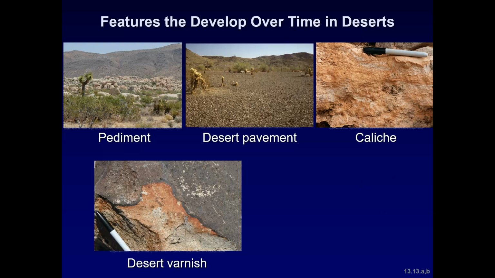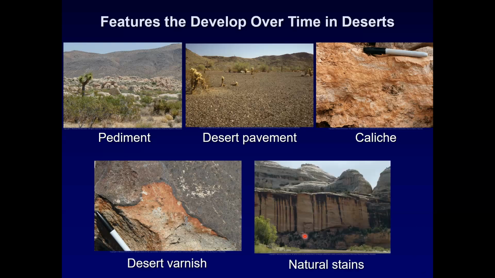We might also see desert varnish. That's where exposed surfaces get coated with iron and manganese oxides, forming a dark natural rock varnish. And this is in New Mexico, in the Three Rivers Petroglyph site. We might also see what we call natural stains. Those are vertical streaks of red, brown, and black deposited by water that flowed down the rock face and evaporated. And this is the Yampa River in Utah.